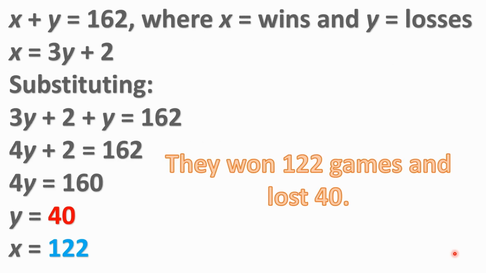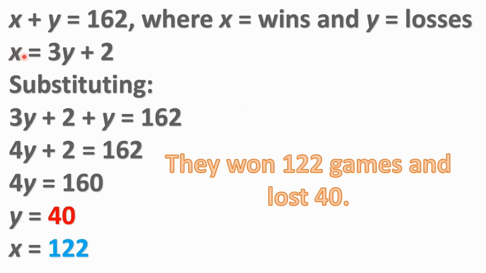All right, so what we're going to do is set this up as an algebra problem. I'm going to assign x as the number of wins and y as the number of losses. We already said there were no ties, so the wins plus the losses should equal 162. So I have x plus y equals 162. And then we said in the problem that they won two more games than three times the number that they lost. So how would we represent that?